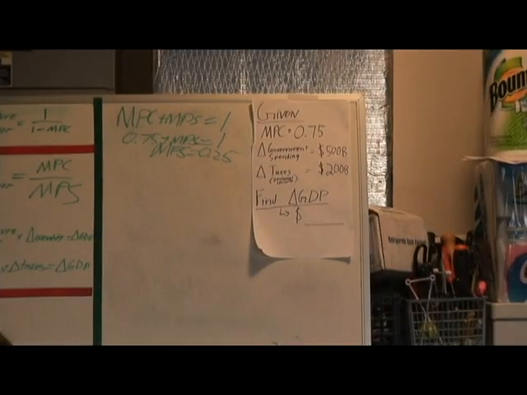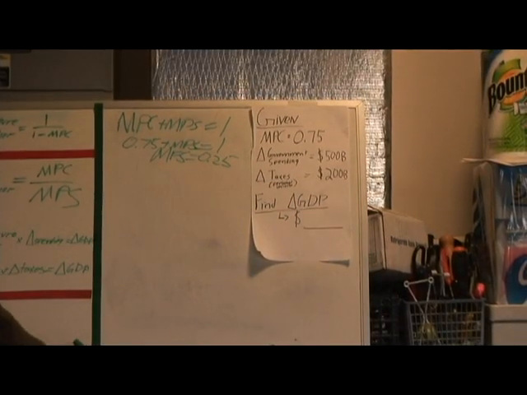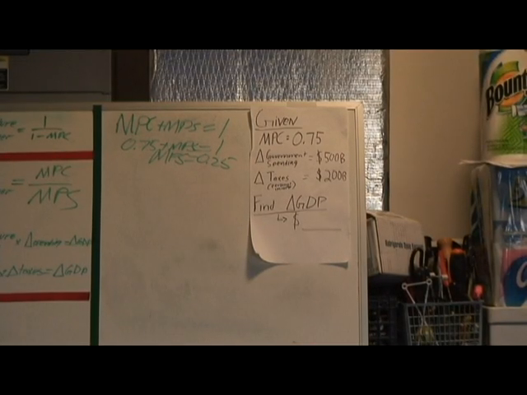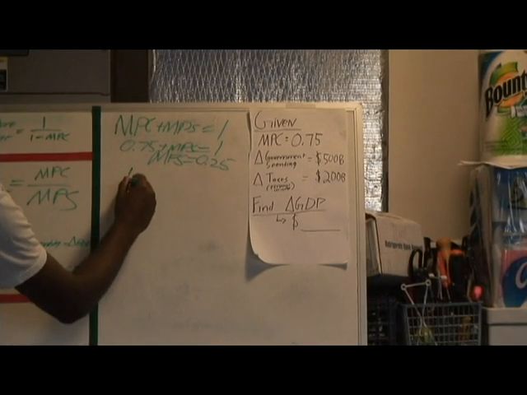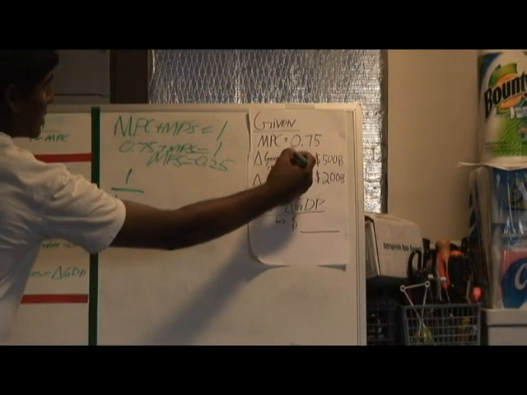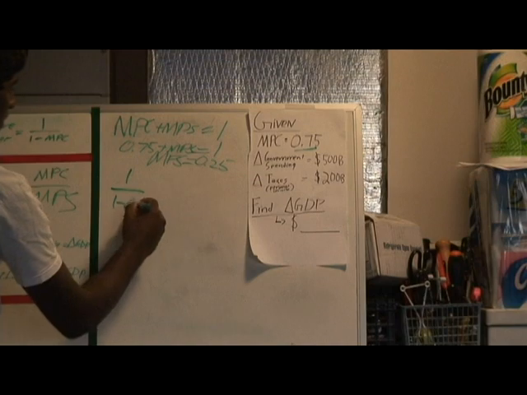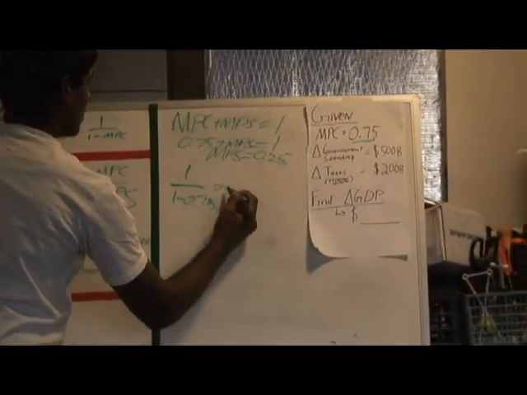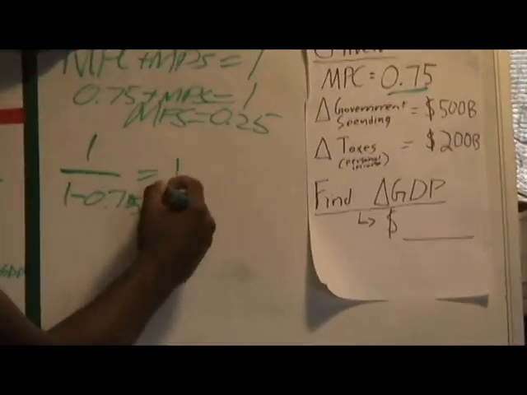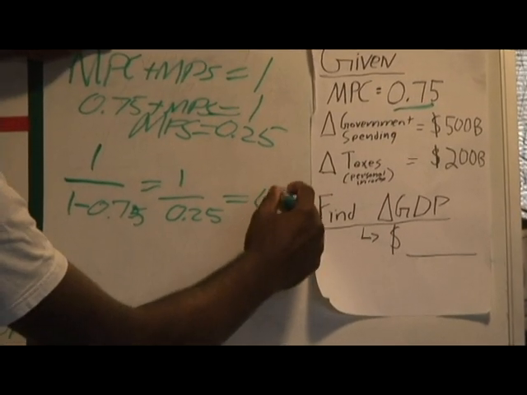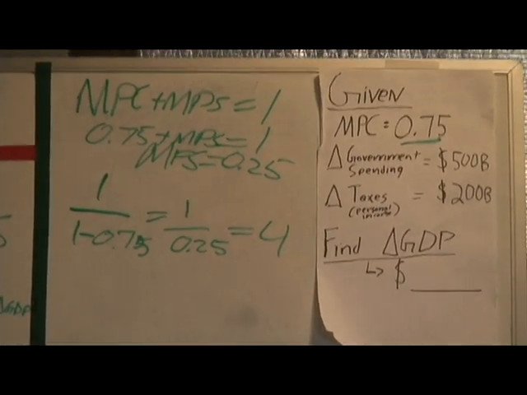Now, we need to solve for our multipliers. First is the expenditure multiplier, which is equal to 1 divided by 1 minus MPC. So, 1 over 1 minus MPC, which is, again, 0.75. So we get 1 over 0.25, which is equal to 4. Our expenditure multiplier is 4.